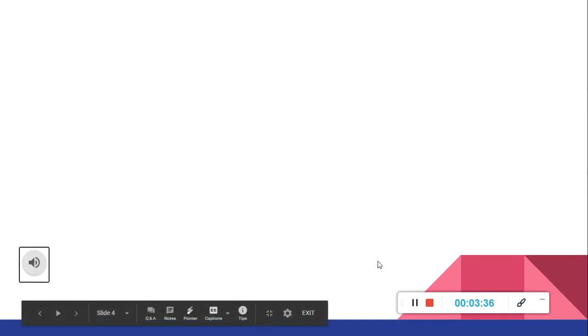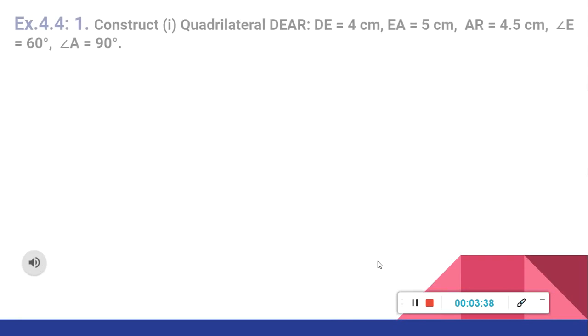Now let me start our Exercise 4.4, first question. Construct a quadrilateral DEAR with DE 4 cm, EA 5 cm, AR 4.5 cm, angle E 60 degrees, angle A 90 degrees. See the steps of construction.